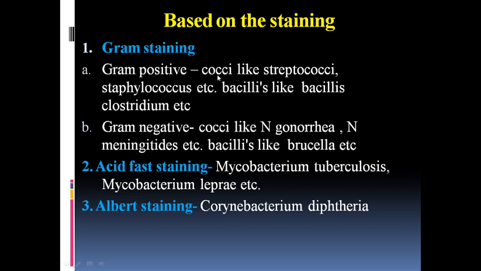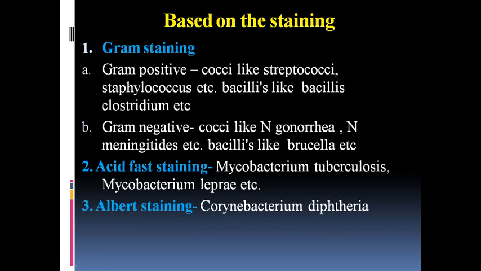Again in gram positive, cocci and bacillus will be there. The cocci like Streptococci, Staphylococcus. The bacillus like Bacillus, Clostridium, etc. Again the gram negative bacteria are the cocci like N. gonorrhea, N means Neisseria. Neisseria gonorrhea and N. meningitidis, etc. The bacillus like Brucella. Next, acid fast staining, that is Mycobacterium tuberculosis, Mycobacterium leprae. Then Albert staining, Corynebacterium diphtheriae.